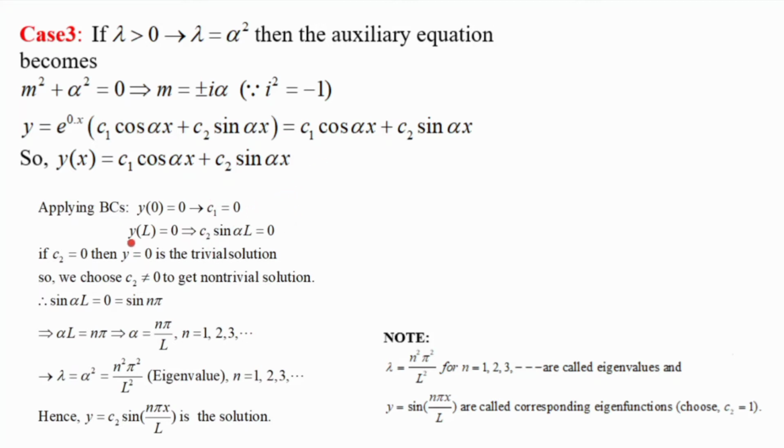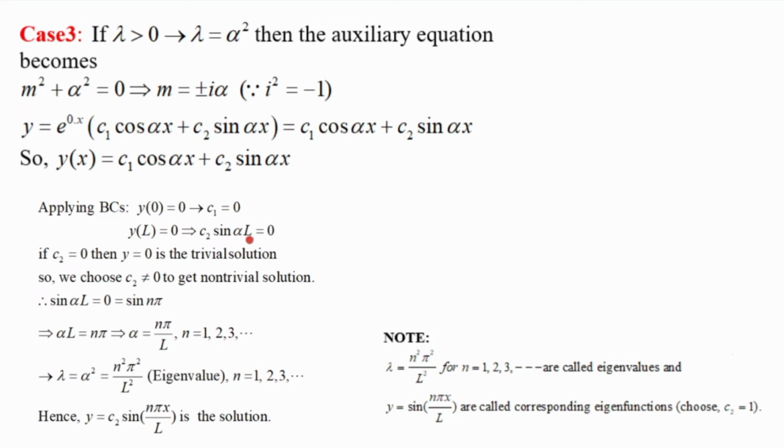Now we apply the second boundary condition, y(L) equals 0. That means we have to put x equal to L here. Our C1 is already 0, so we get cos alpha L, but C1 is 0. That means this whole term becomes 0. Now C2 sin alpha L.